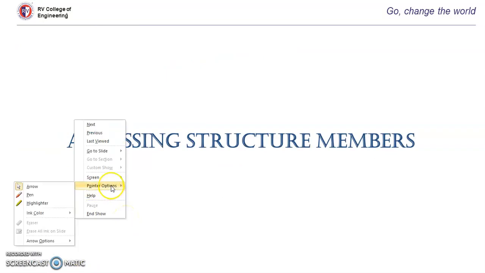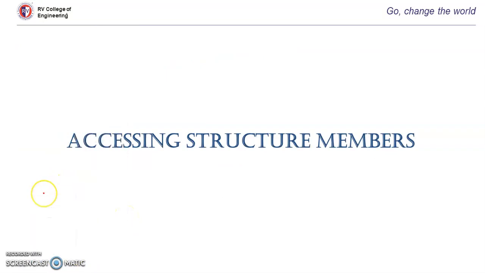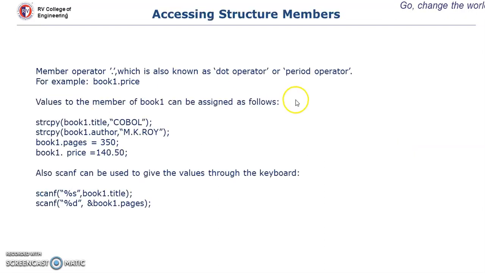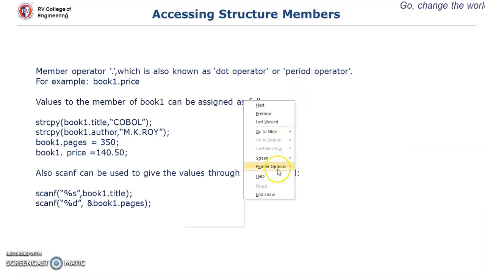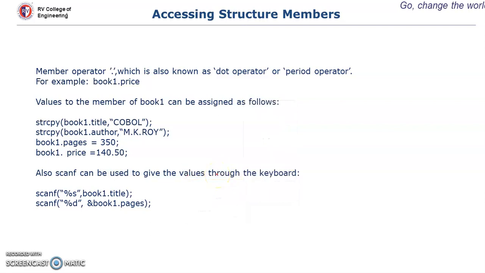So now accessing structure members. We have seen how to define a structure, how to declare it, how to write structure members, how to write structure variables. Now, how to access the structure members. Members cannot be accessed directly in the C program. We need to access them using the dot operator, or we also call it the period operator. Okay, so the dot operator is what we will use to access the structure members. So we'll write the name of the structure variable, dot, structure member.